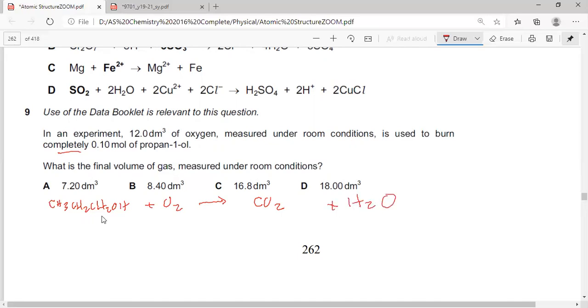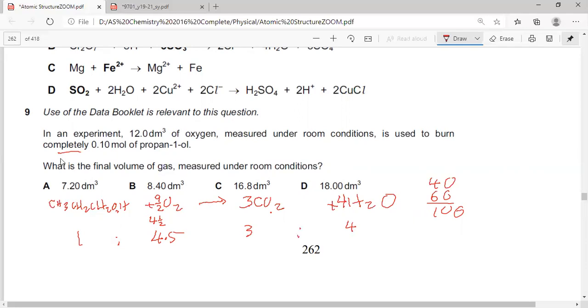Balance the equation: 3 carbons here, so it's 3 here. How many hydrogens here? 3, 5, 8, so it's 4 here. Now you must balance the oxygen. Here's 4 oxygen, plus 6 oxygen here, that's 6, 10. Here we have 1, so to make 10, here must be 9 over 2, or 4 and a half. So one mole must react with 4.5 moles of oxygen to give you 3 moles and 4 moles here. And this is the mole ratio.